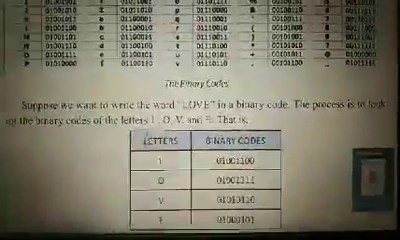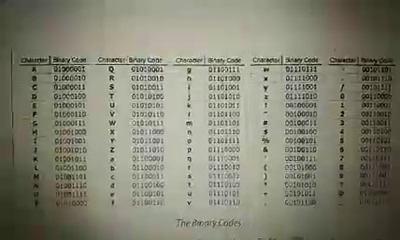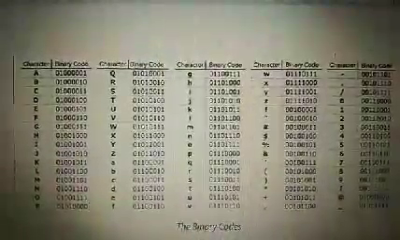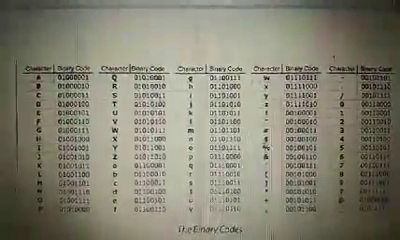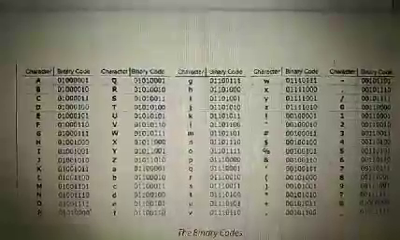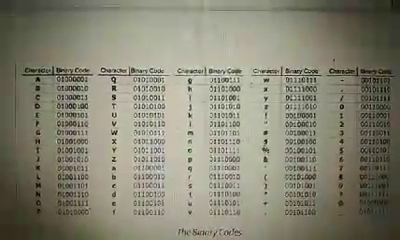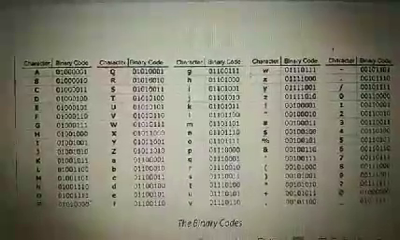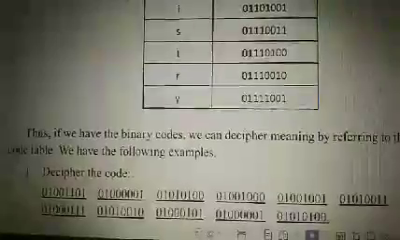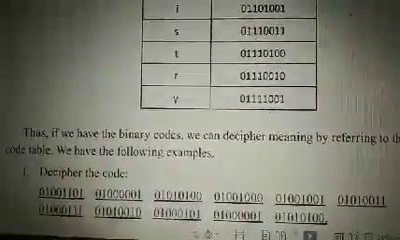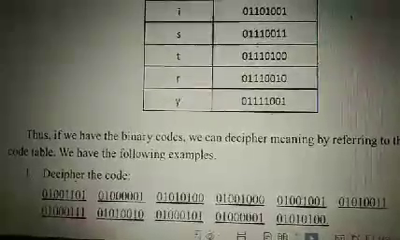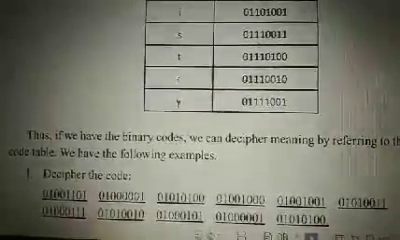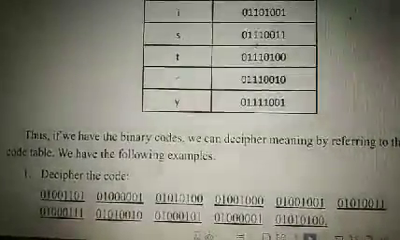For another example, if we have a binary code and we don't know its meaning, of course we must look up its meaning in the binary table. For example, we have the given binary code like this. If we look up this binary code in the above table, the meaning of this binary code is math is great.